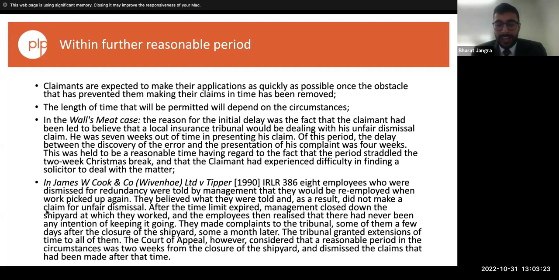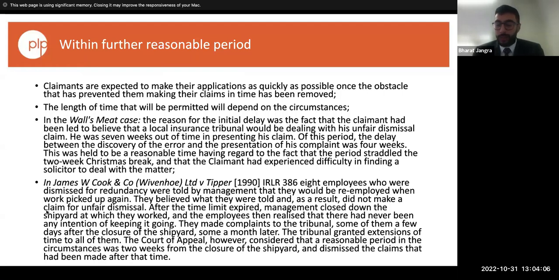As indicated in the Walls Meat case, here the claimant found out that the unfair dismissal claim would not be dealt with, and he then brought his claim within a further 4 weeks. This was held to be reasonable in the circumstances because the period straddled the 2-week Christmas break, and the claimant provided evidence to say that he had experienced difficulty in finding a solicitor to deal with the matter.